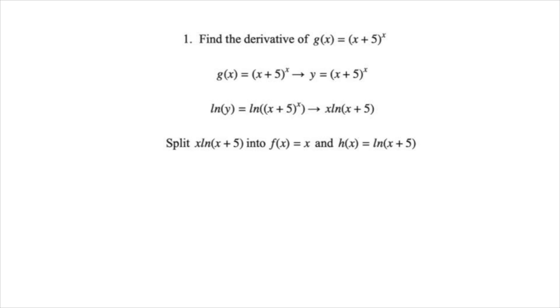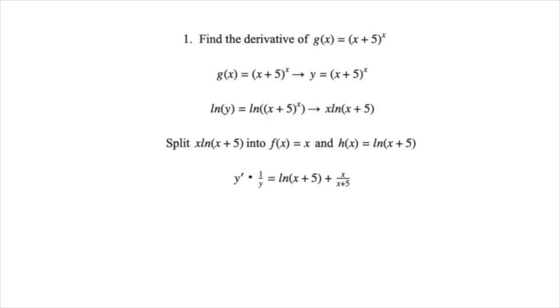To solve for the derivative of this equation, I split the right half of our equation into two different functions, f of x, which equals x, and h of x, which equals the natural log of the quantity x plus 5. This will make it easier to use the product rule so we can determine the derivative of this function. Using implicit differentiation, I changed the left side of the equation to be y prime times 1 over y, since 1 over y is the derivative of the natural log of y.